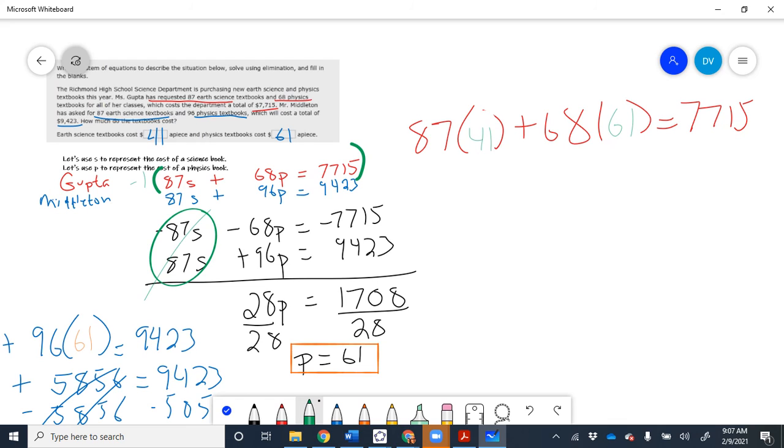So let's go ahead and multiply. 87 times 41 is 3567. And 68 times 61 is 4148. And if we add those, do we get 7715? I don't know. Let's check that out. 4148 plus 3567. Yes, I do get that. Okay.